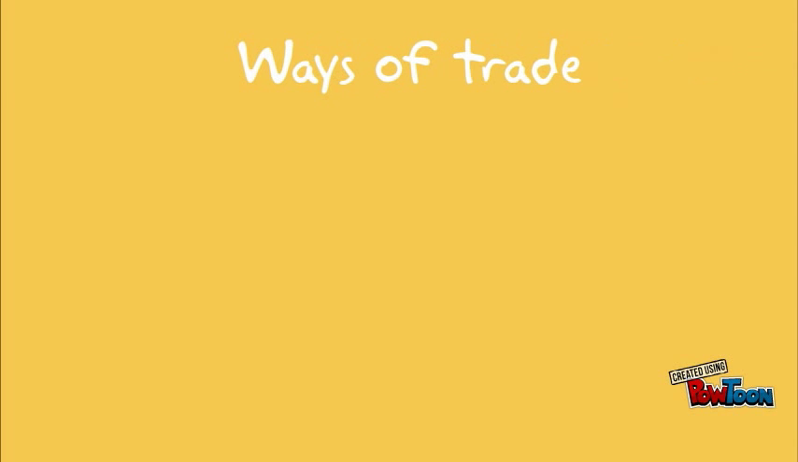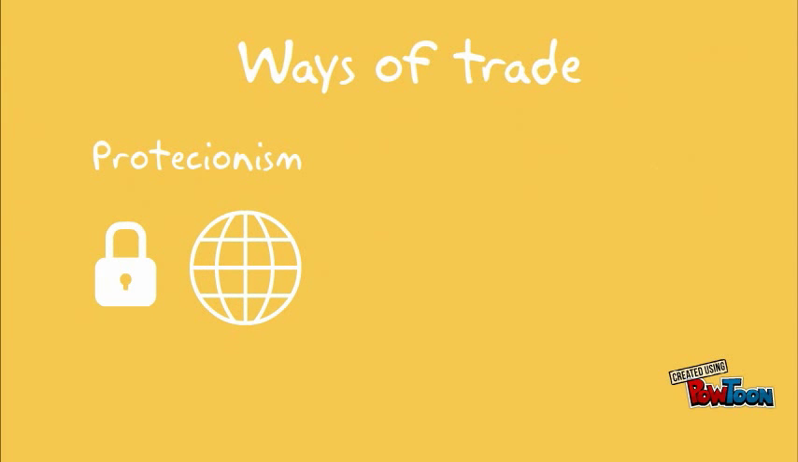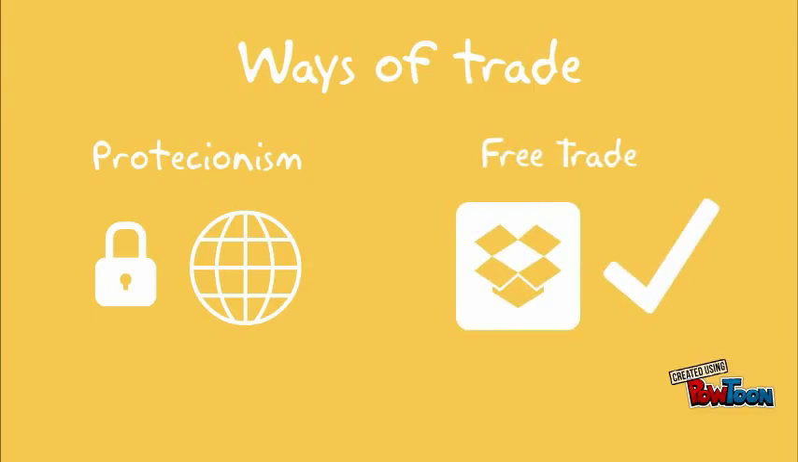Now, there are two ways of trade. First, protectionism, which means to protect local businesses from foreign competition, and then there's free trade, which allows us to do business worldwide and have products from everywhere.